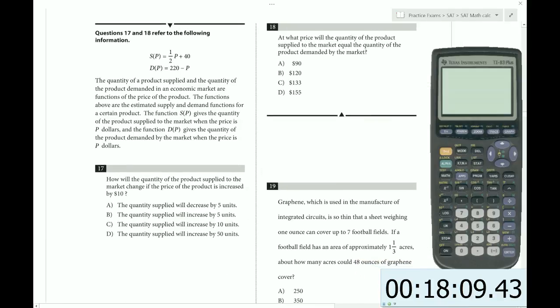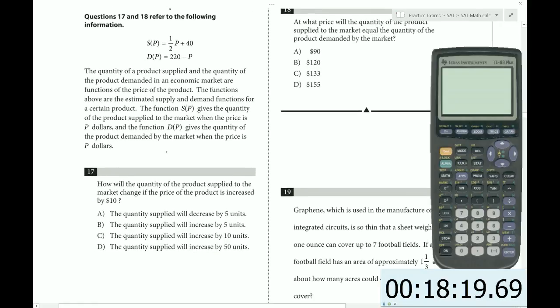All right. So how will the quantity of product supplied to the market change if the price of the product is increased by $10? Okay. So looks like P represents price. So we're taking P to P plus 10. Okay. Let's see what would happen to the supply.